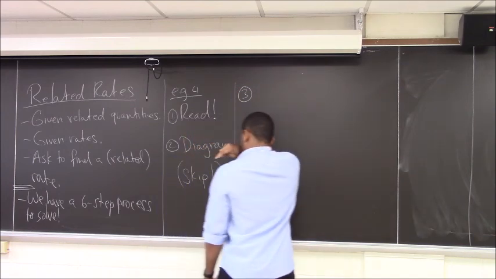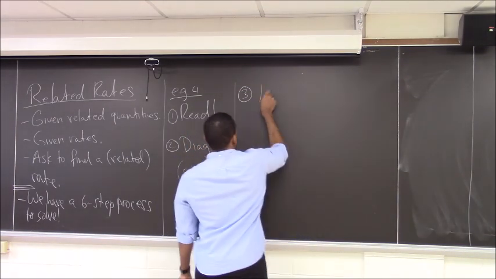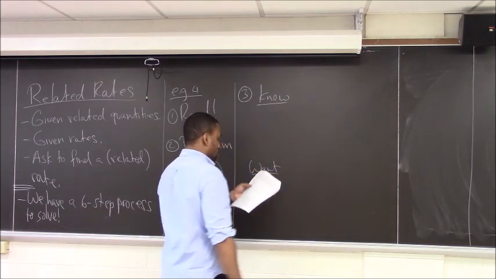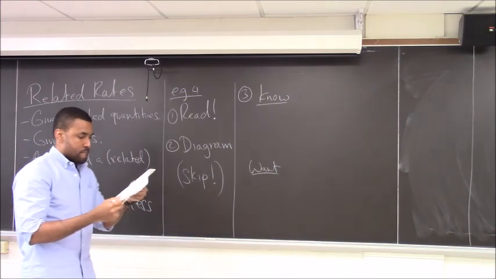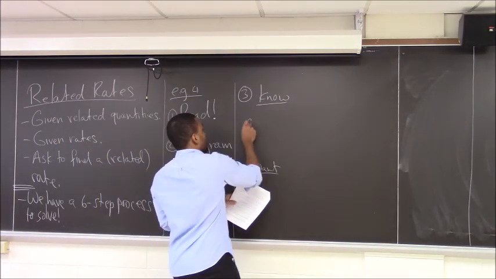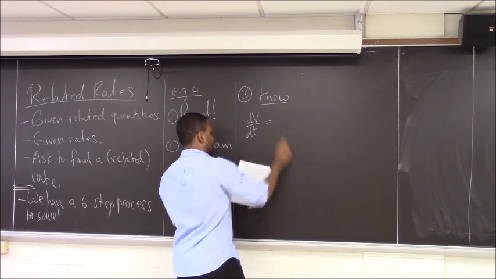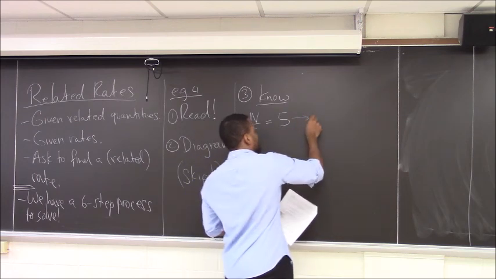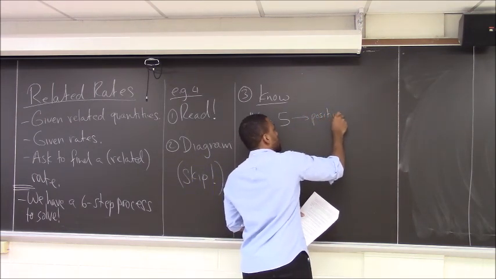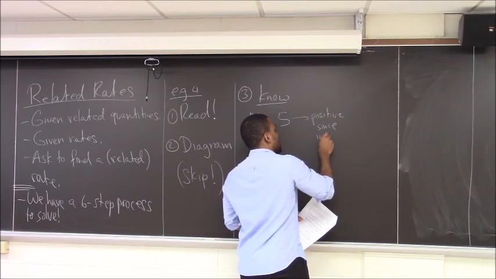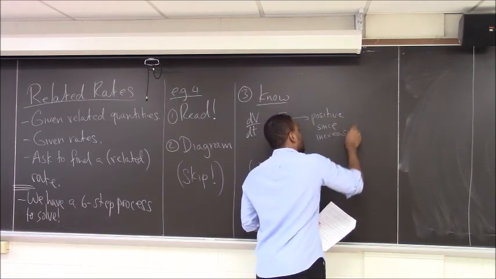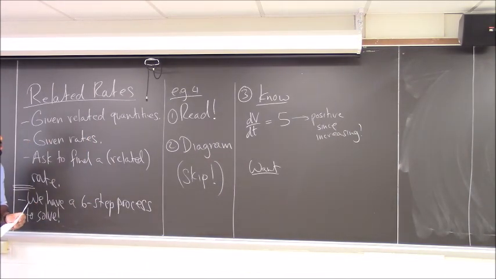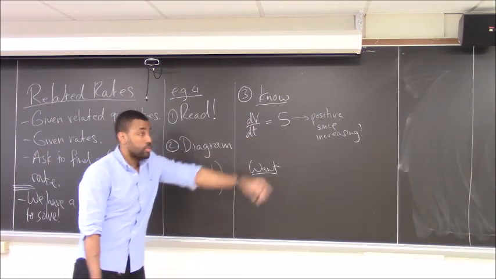What's the third step? What you know. Right. Just list all the things we know and all the things you want to find. Well, what do we know so far? dV over dt. We know the rate of change of volume. It's 5. And again, just to remind you, it's positive since it's increasing. If they told you that the volume was decreasing, like you're compressing the sphere, you would actually put negative 5.